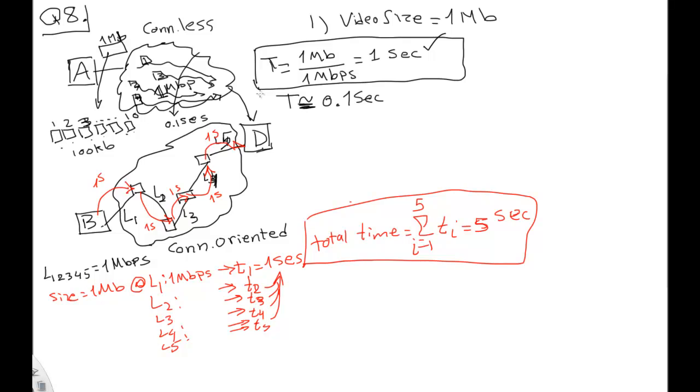Okay. Now, if we consider that these also have 5 hops, then with hops, this is going to be 5 seconds, and this is going to be 0.5 seconds.